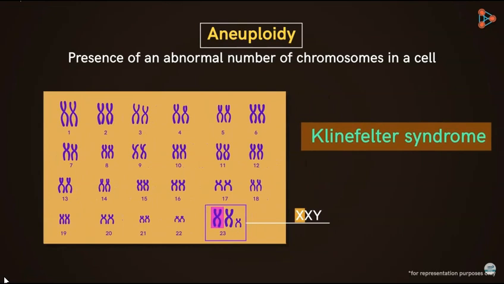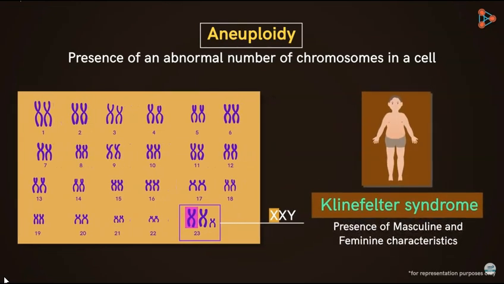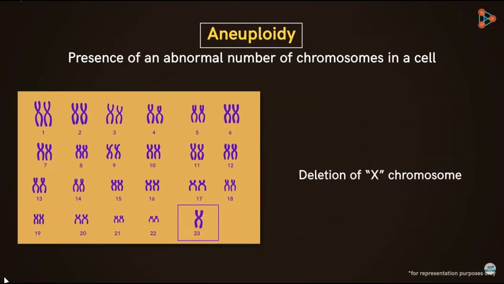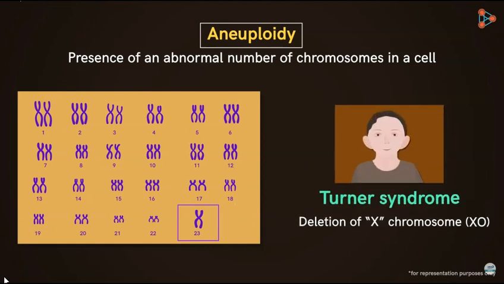Such individuals exhibit both masculine as well as feminine characteristics. Now, in the case of females, imagine that instead of addition, there is a deletion of an X chromosome. This would mean XO. So this individual will have only one X chromosome. This condition is called Turner syndrome. There are a few developmental abnormalities in such scenarios. These individuals have a total of 45 chromosomes only.